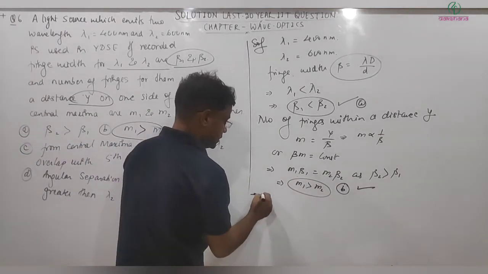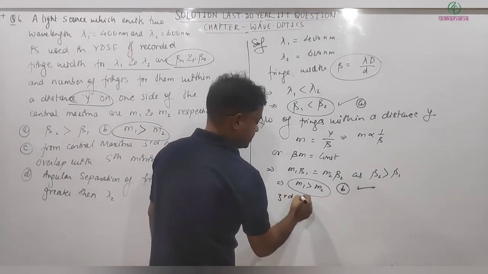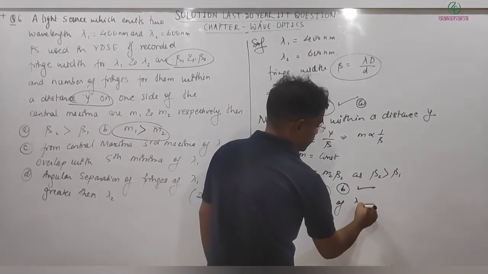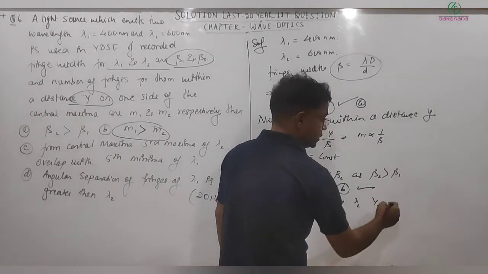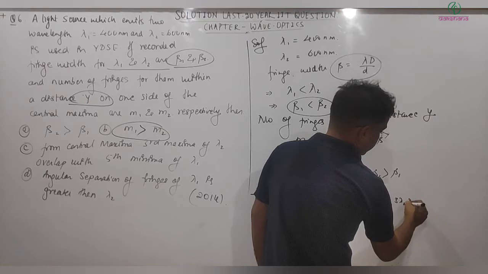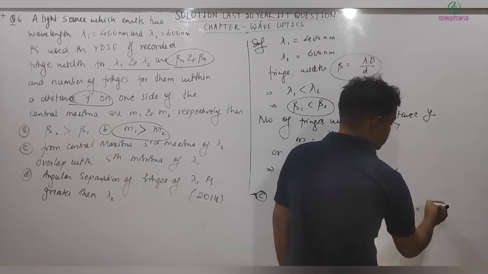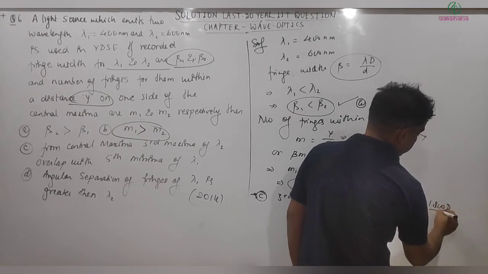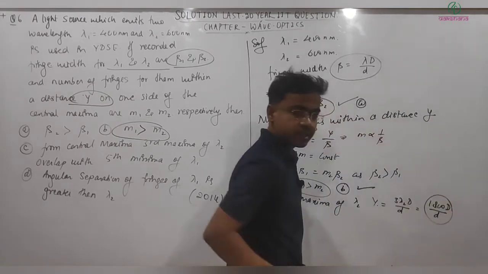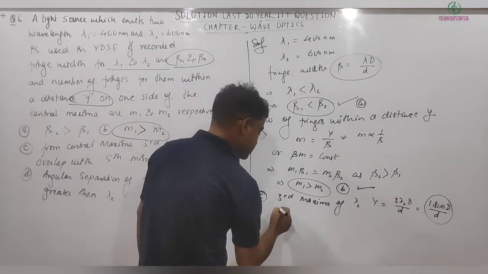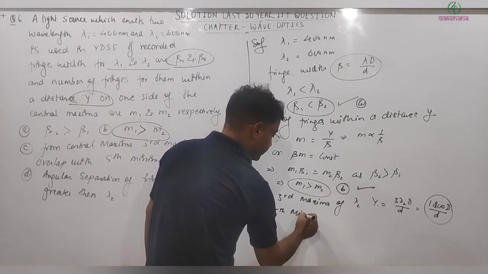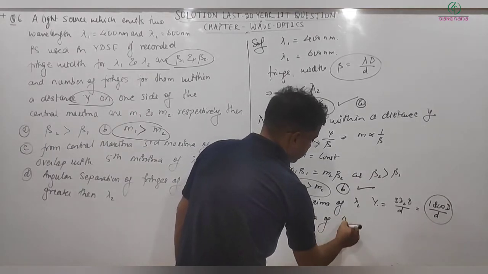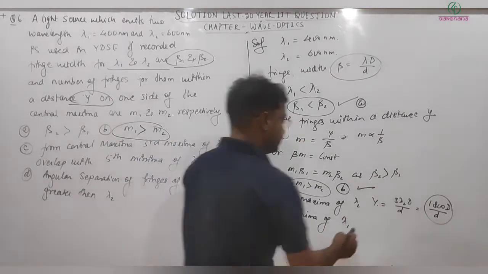So let's check for C. So third maxima of lambda 2, so y will be equal to what? 3 lambda 2 into capital D by small d, that is equal to 1800 into capital D by small d. This will be the separation. And fifth minima of y1, so that will be equal to how much?